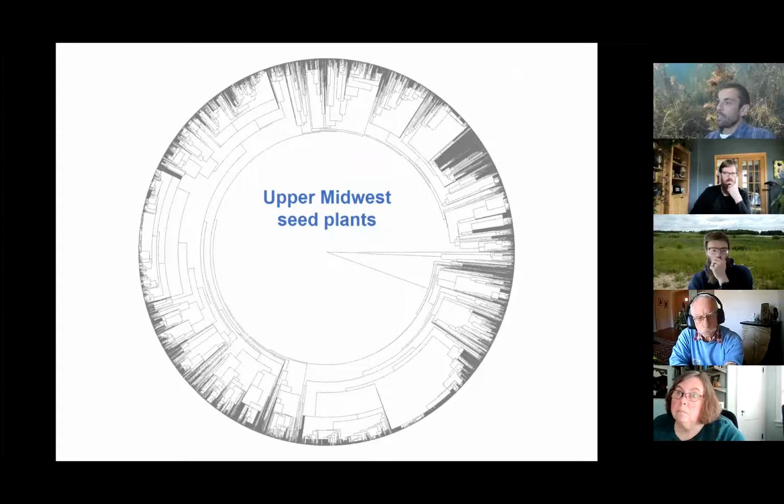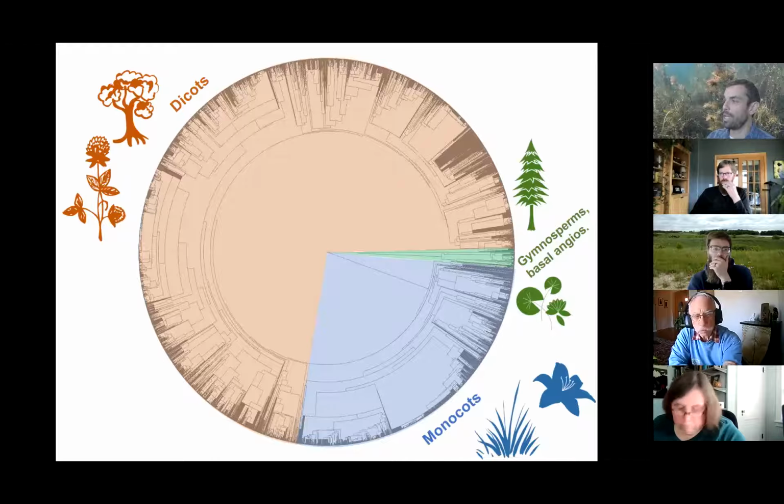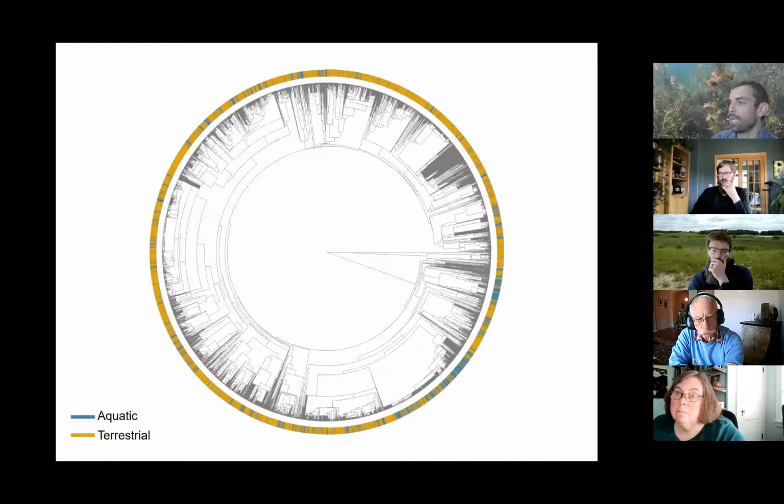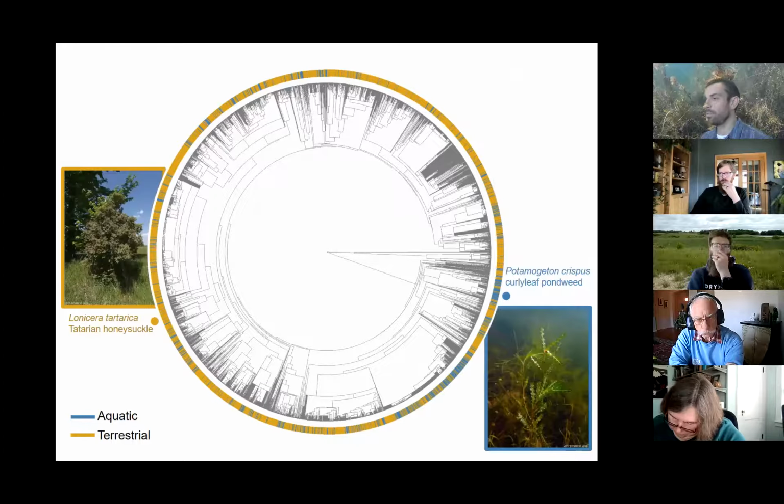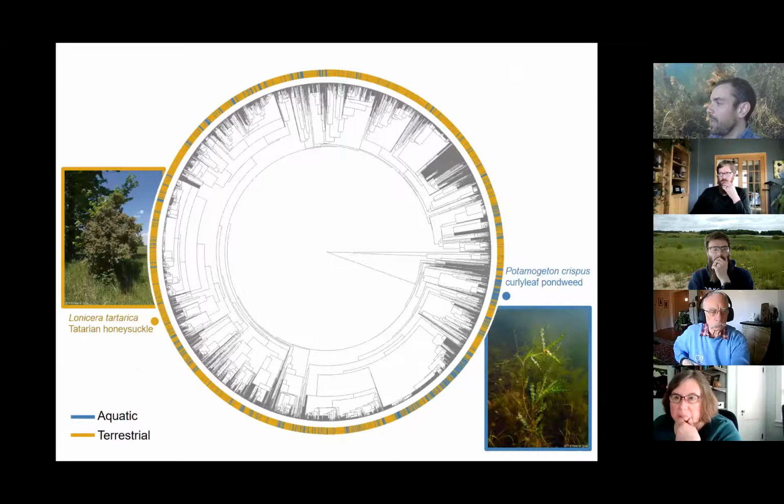Okay, so this is the tree that I wound up with for the upper Midwest seed plants. And here are a few of the major lineages within the seed plants that are represented here. And then here I've color coded the species to indicate whether they're aquatic or terrestrial. And just a couple examples of a terrestrial invasive, Lonicera tatarica, and an aquatic invasive, and where these live on the tree.